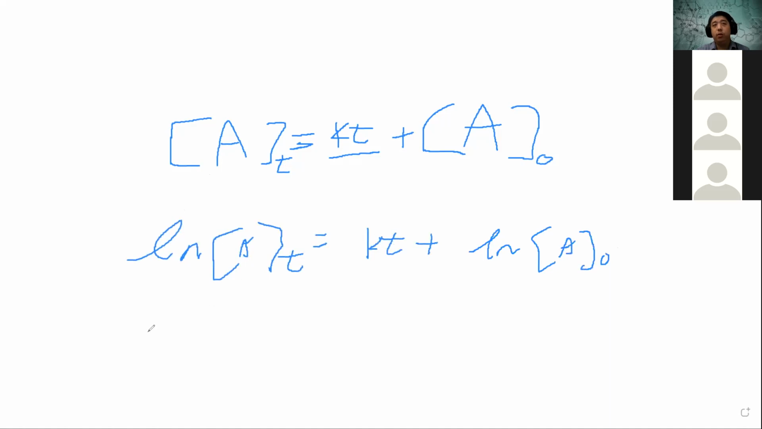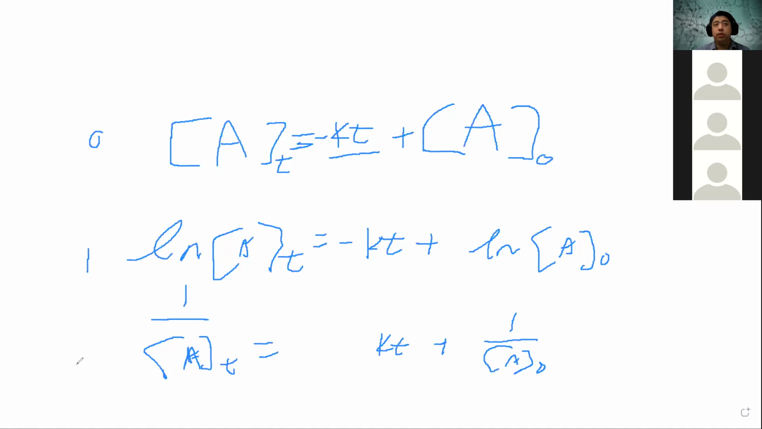Now when I'm writing second order, 1 over At. So the setup is almost the same way. I have a KT in the middle here, plus 1 over A0. The only difference you have to account for here is all of these K's should have a negative, except for the 1 over. This is your integrated rate law. These are the three equations. This is for your zero order, first order, second order. Does that make sense now?